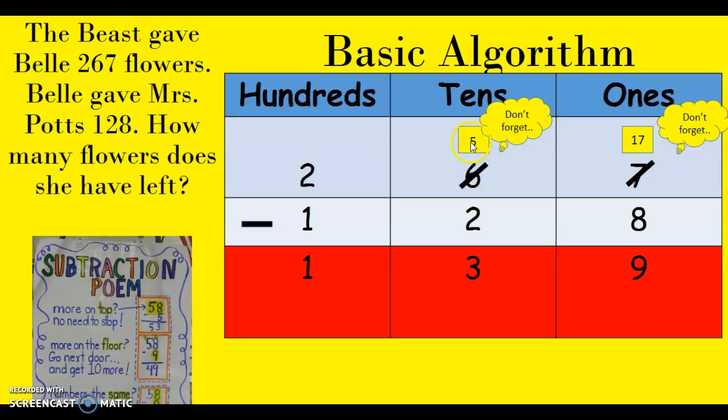And looking at the 5 now, minus 2. Don't subtract from 6 because remember we've already taken 10 from it. So 5 minus 2 is 3, and 2 minus 1 is 1. So we are left with 139. Don't forget about the subtraction poem. I'll post this also on our Facebook page so you guys can remember.